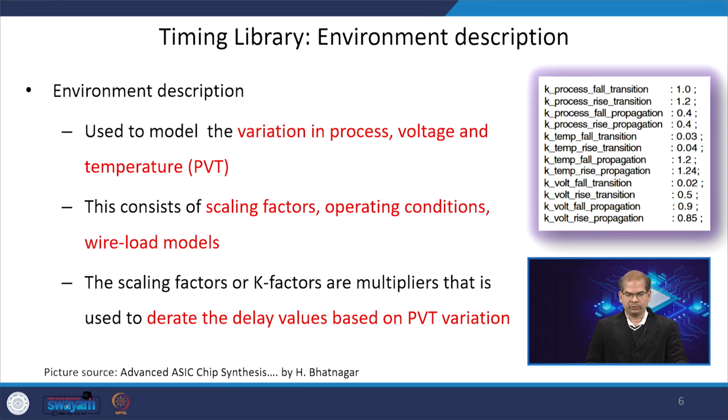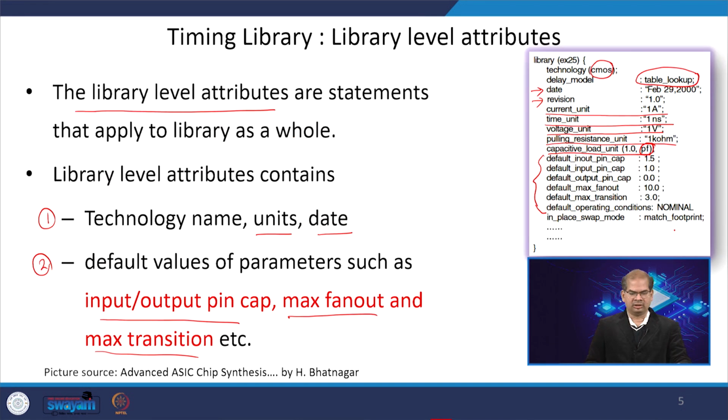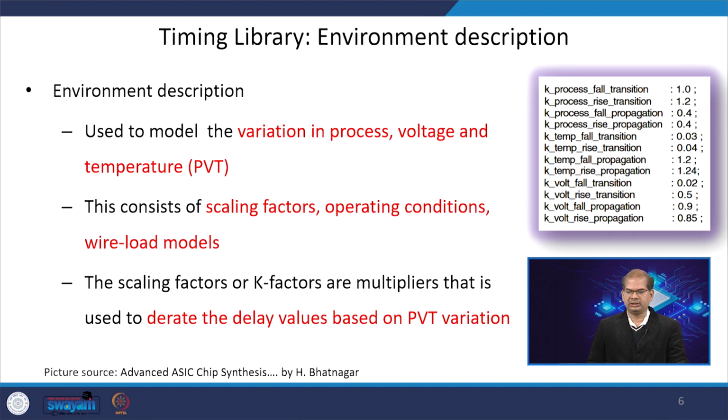Now we will go into the environment description part of the library. We discussed the library group and the library level attributes. These are the various parameters and their corresponding values. Then the third one is the environment description.